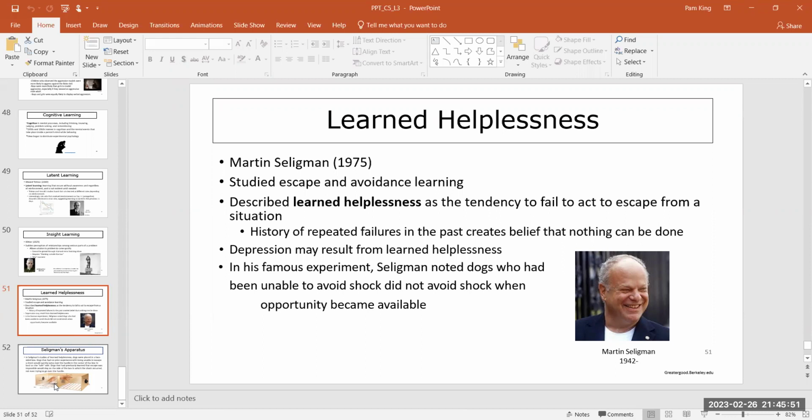But this was formulated by Martin Seligman, and he was studying escape and avoidance learning. And he coined the term learned helplessness as the failure to act or escape from a situation.